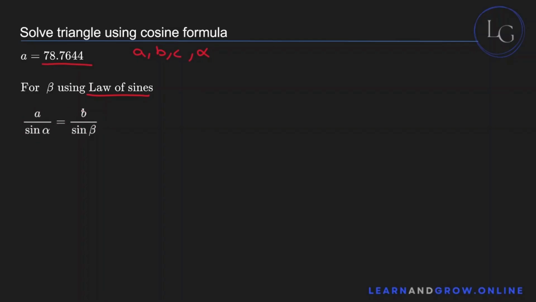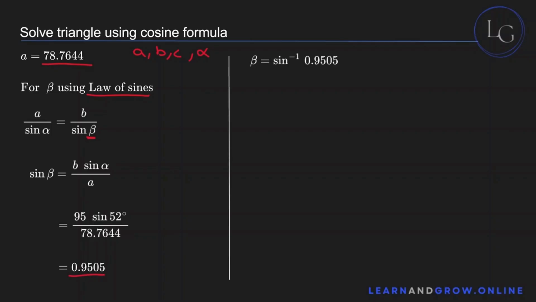A over sine alpha is equal to B over sine beta. So now you can use this to find out the value of this angle beta. Sine beta turns out to be 0.9505. Take the sine inverse of this to get the angle beta, which is 71 degrees and 53 minutes, which is basically just 71, 53 over 60 in improper fractions.